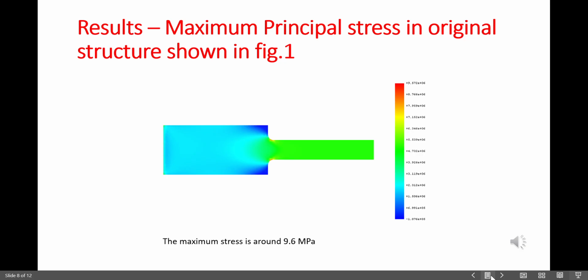So you can see the results on the screen. The maximum stress is coming somewhere around 9.5 megapascals and it is at the fillet at the transition region. And if you look at the green region where I'm going to place the hole, it is somewhere around 4.5 megapascals.